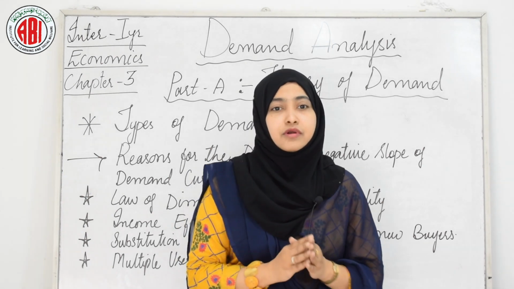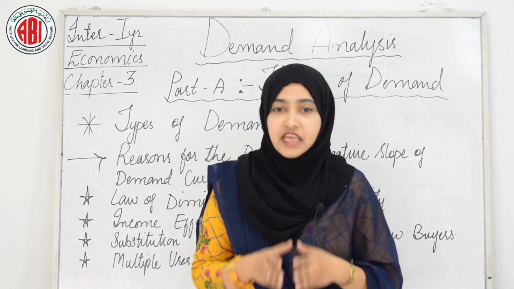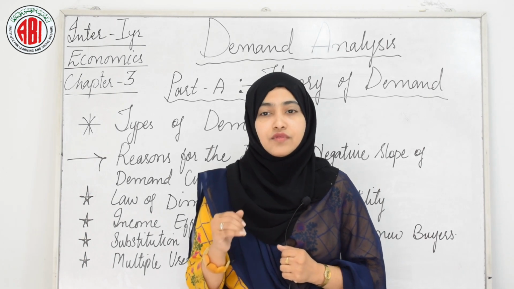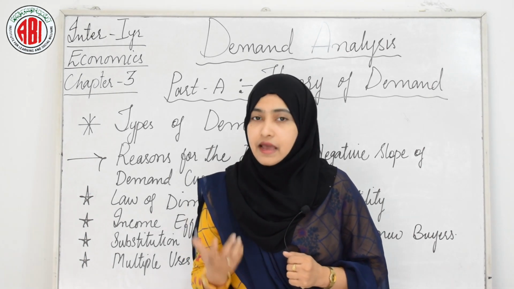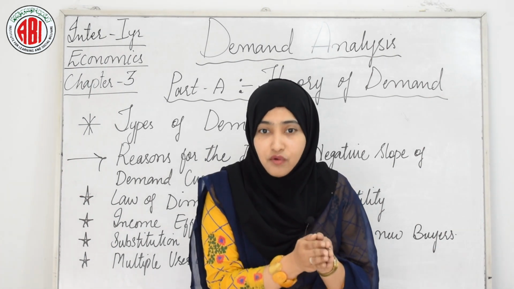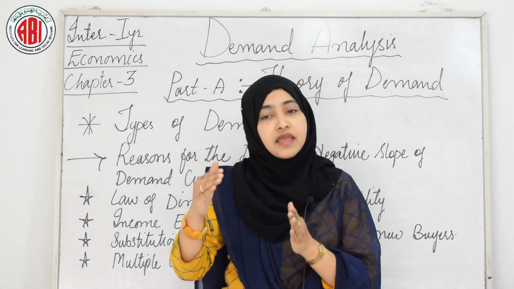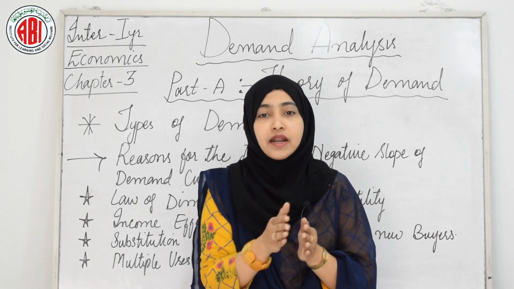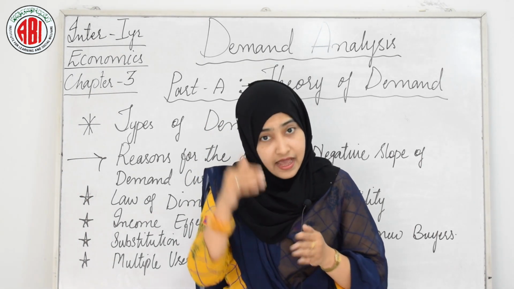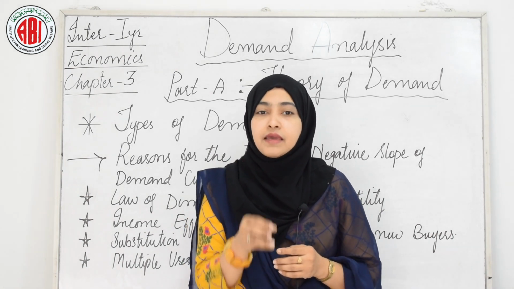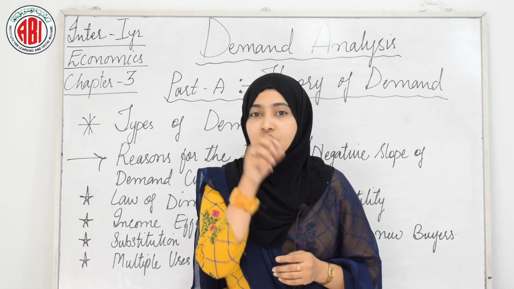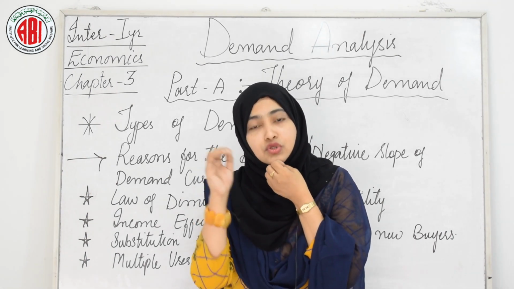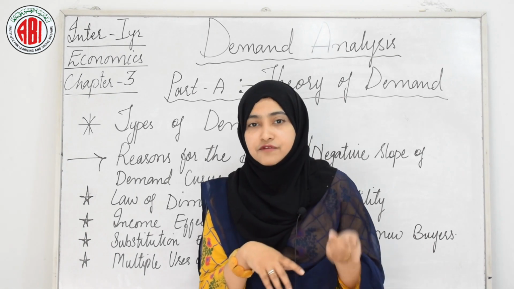Now we will see the old and new buyers. If the price of a good falls, the real income of the old buyers will increase. As a consequence, the demand for the good may increase. In the same way, new buyers who were unable to buy the good at a higher price will be able to buy it after the price falls. Exactly. As a result, the demand curve slopes downwards from left to right.